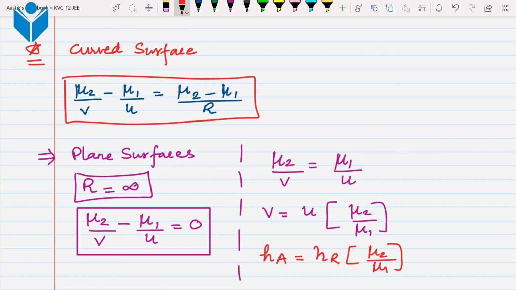Apparent depth is what we see on the refracted side. Real depth is the actual depth, or the object distance from the surface. We understand this?